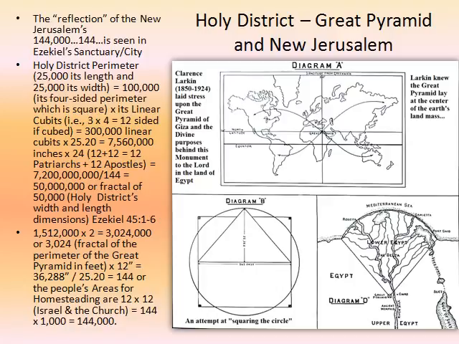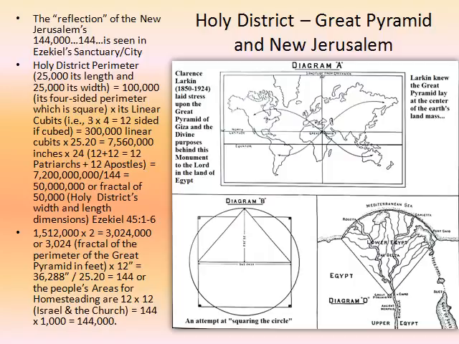7,560,000 inches times 24, or 12 plus 12 equals the 12 patriarchs and the 12 apostles of the Lamb, will equal to, are you ready for this? 7,200,000,000, which we do need to divide by 144, the wall of the New Jerusalem, would give us a fractal of 50 million, or a fractal of 50,000, which is the Holy District's width and length, 25,000 by 25,000, as found in Ezekiel 45, 1 through 6.